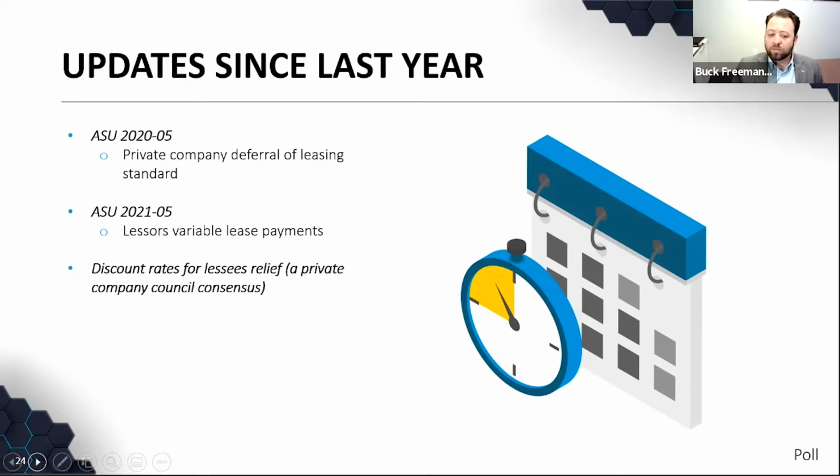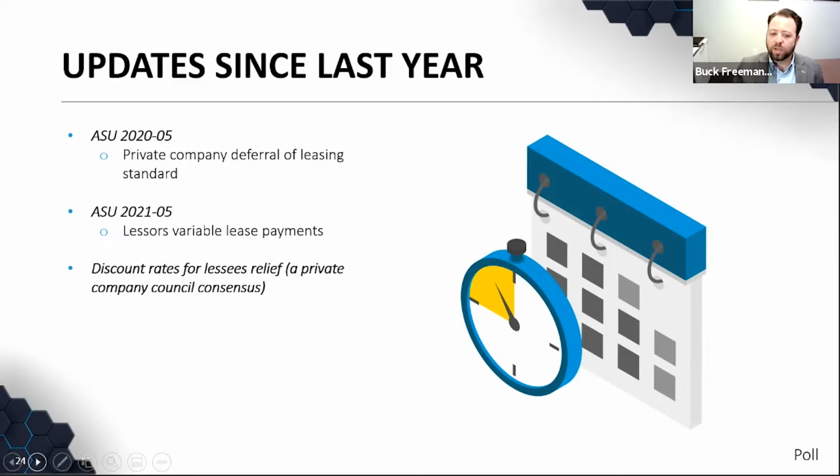But now, as a result of this exposure draft, companies will be allowed to apply the risk-free rate expedient or option on an asset class basis. So most commonly what I would expect is that companies that have a lot of short-term equipment leases, like copiers and mailing machines, will utilize a risk-free rate for those leases. And then for their real estate leases, which generally might be longer in nature and have much larger lease payments, they will utilize an incremental borrowing rate.